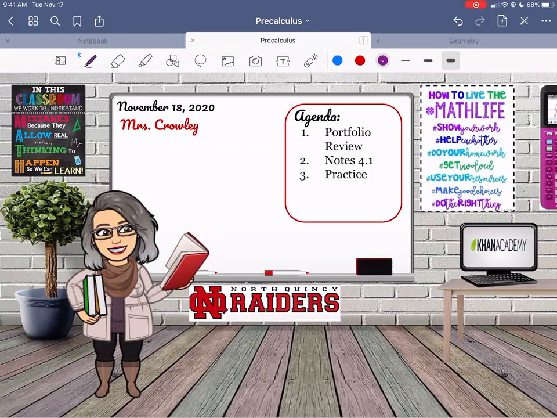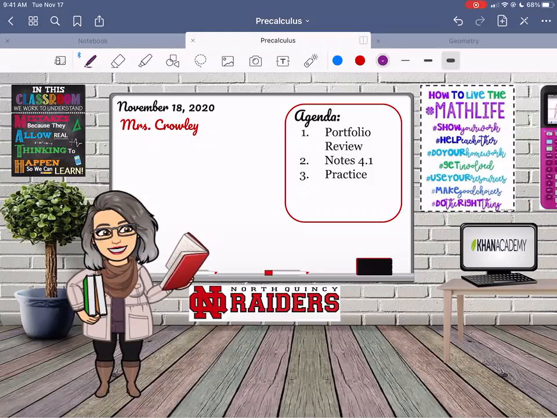We'll take a couple of minutes at the beginning of class just to refresh about the portfolio, because we're going to do our first portfolio with this chapter 4. Okay. So on Thursday, we will take a look at what the portfolio entails, just as a reminder of the things that you need for it. So then that way everything is set to go.